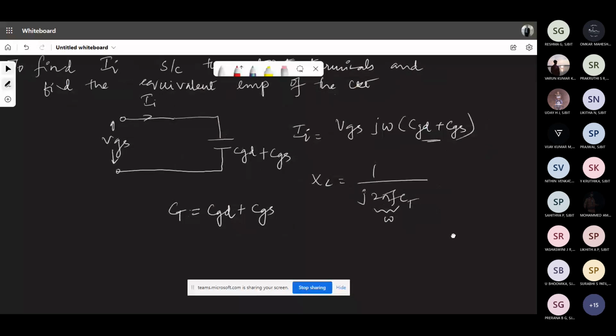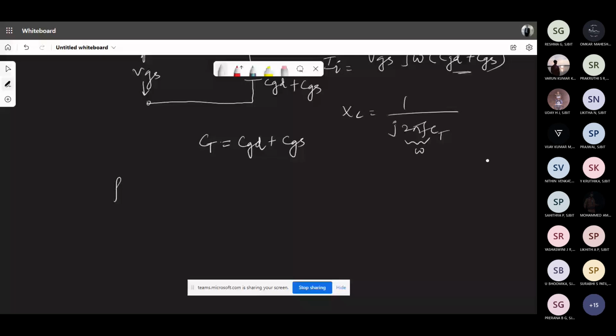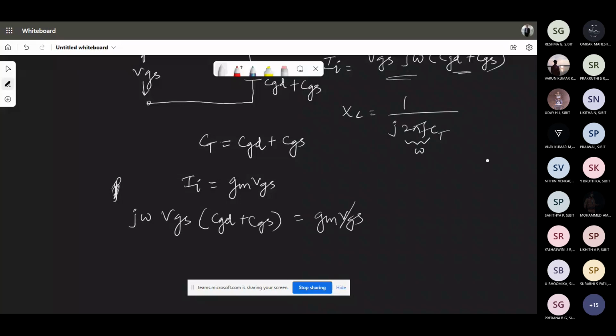So Ii is this. And remember, what are we interested in? We are interested in getting to know the cutoff frequency fT. At fT, what will happen? This current we have found, Ii, is going to become equal to the constant current source, which is gm times VGS. If I substitute what I have found for Ii, I get VGS into, let me put j omega here, I can as well remove it if I take only the magnitude part, times CGD plus CGS, which is equal to gm times VGS.